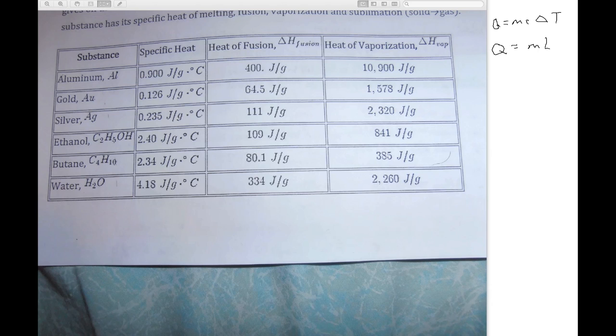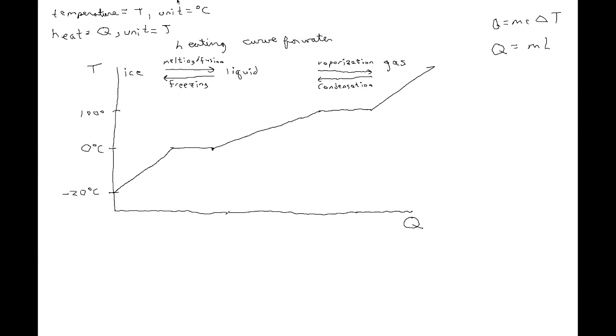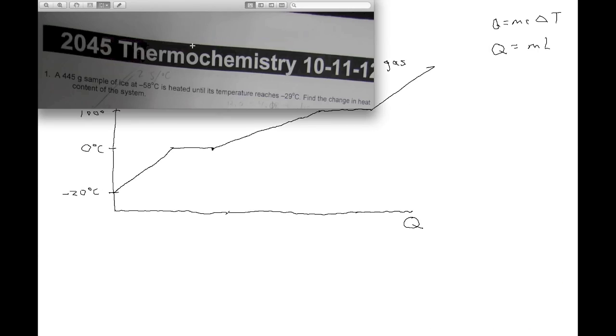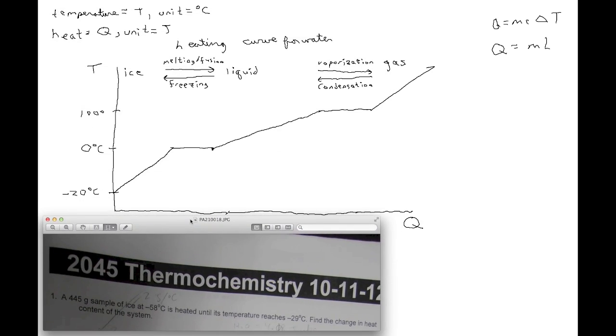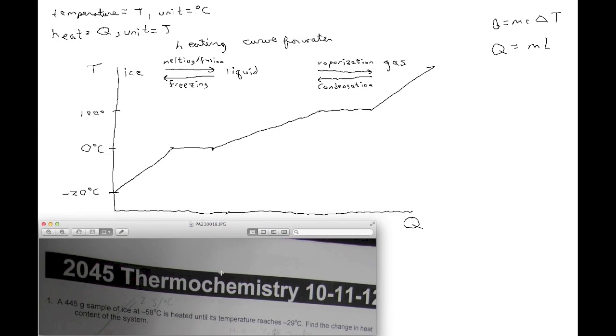All right, so let's see. Okay, so let's try this problem. A 445 gram sample of ice at negative 58 degrees Celsius is heated until its temperature reaches 29 degrees Celsius. Find the change in heat content of the system.